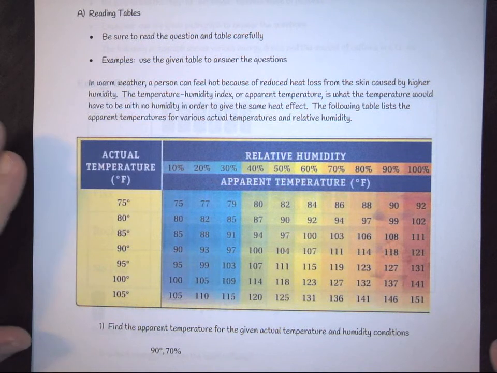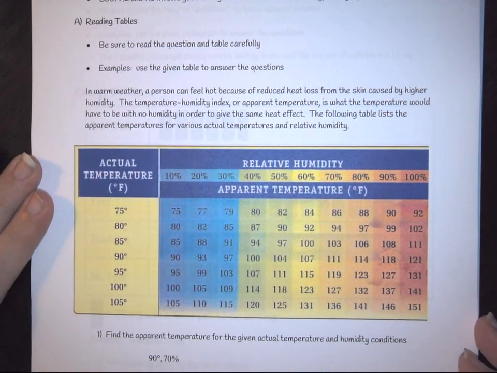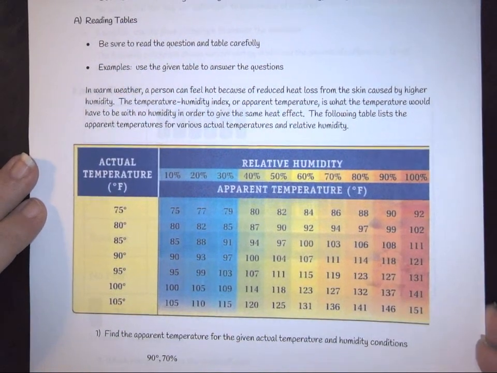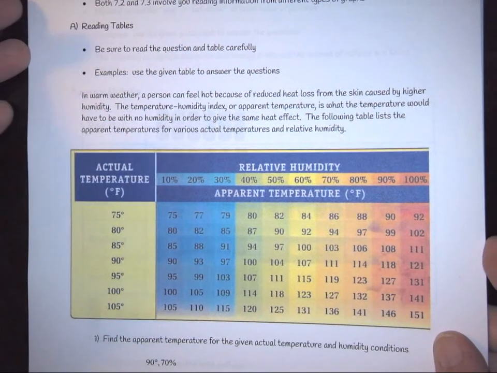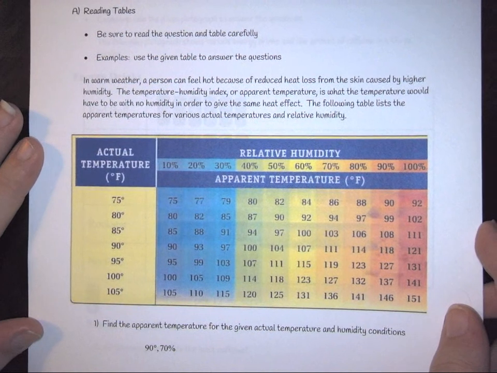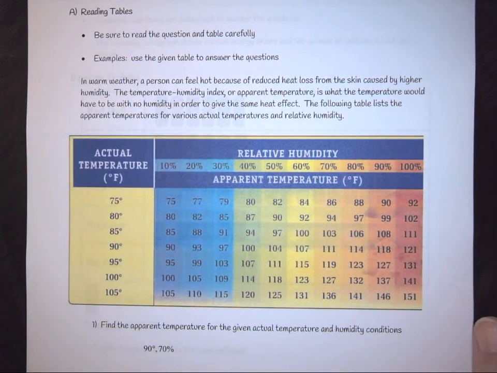In this video or lecture, I was going to look specifically at reading different types of graphs. This is more of an overall review of all the different types of graphs that you may have, and examples on how to read them. So the first one that I wanted to start with is about reading tables.